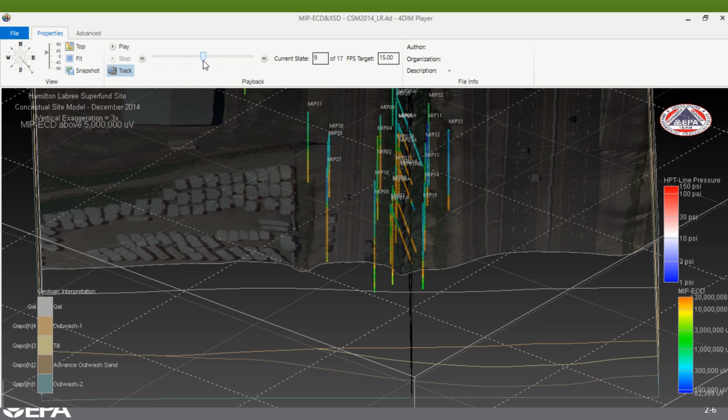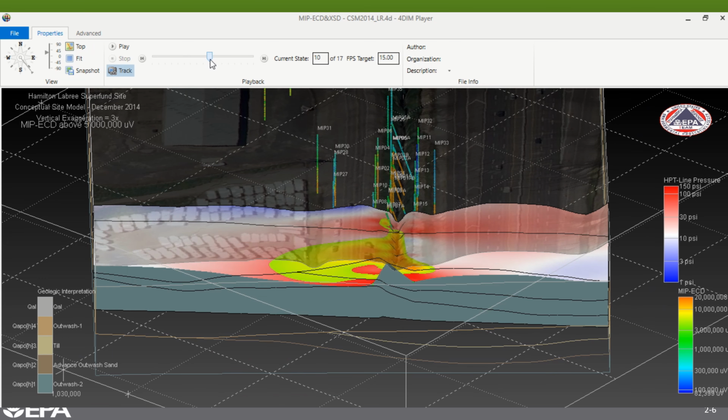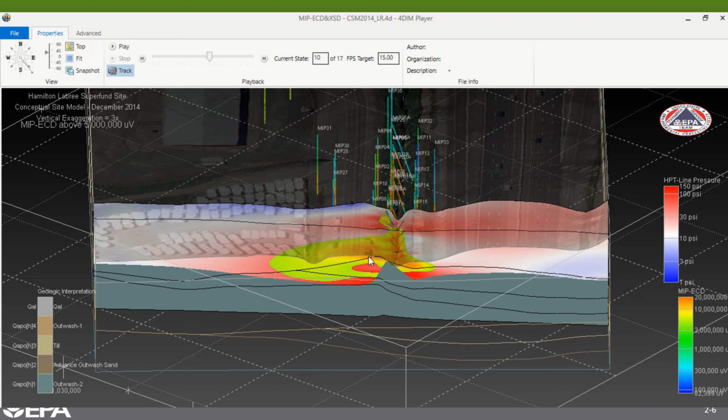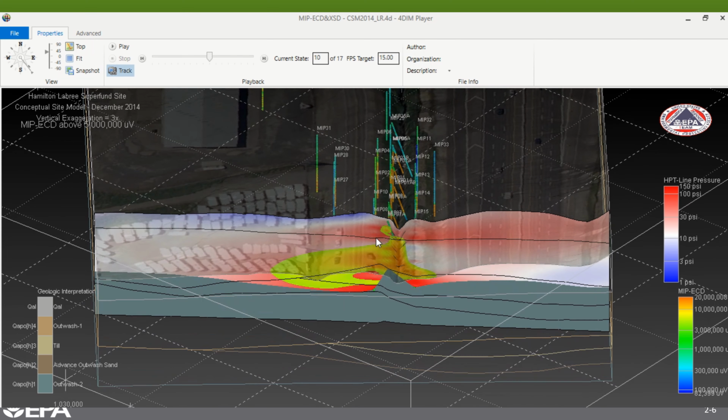A series of slices. Now we also have with the MIP the ECD, the electron capture detector. So here we're now showing the ECD response. It typically has less sensitivity and linearity than the XSD, the halogen specific detector, but we like to show the responses from both.